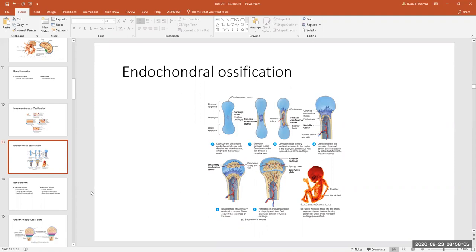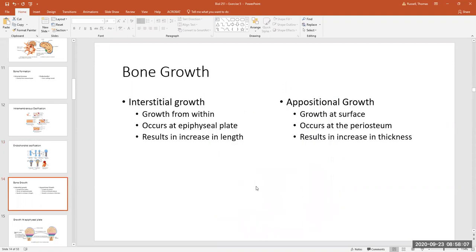All right, so let's look at the definitions here. The way our bones grow is through what we call interstitial growth and appositional growth. Interstitial means within the tissue, so that's coming from within the bone, and this occurs at the epiphyseal plate. This makes our bones grow longer in length.